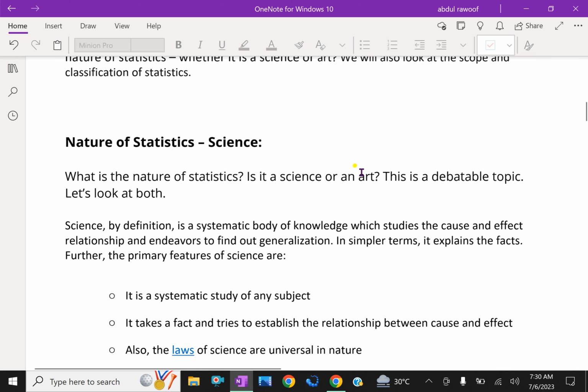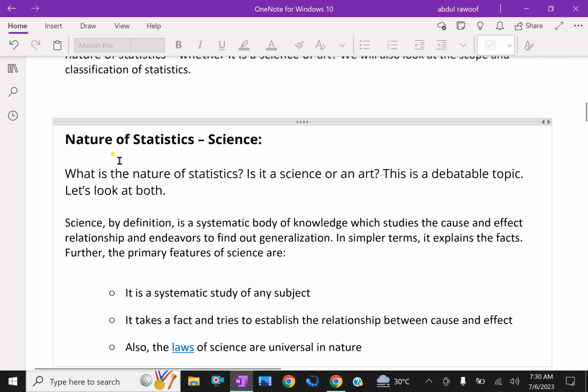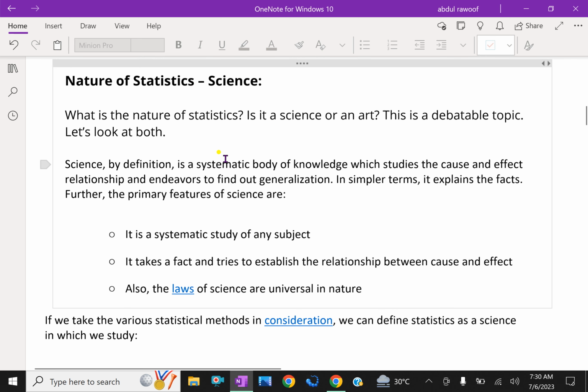Now we'll discuss the nature of statistics. The nature of statistics may be a science or an art. What is the nature of statistics? Is it a science or an art? This is a debatable topic. Let's look at both precisely.